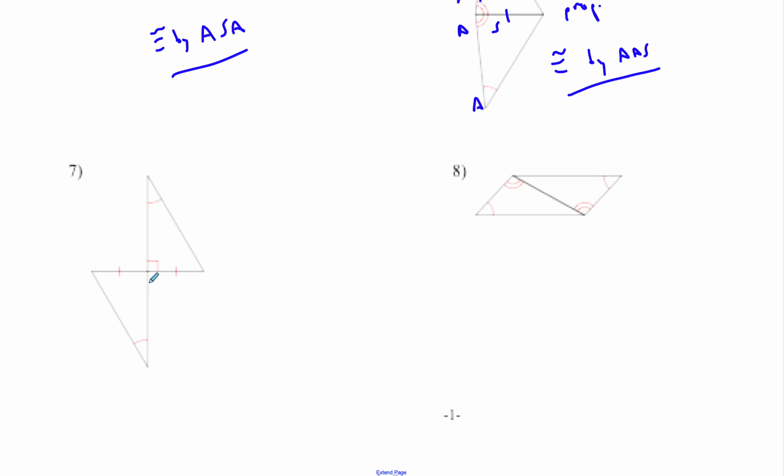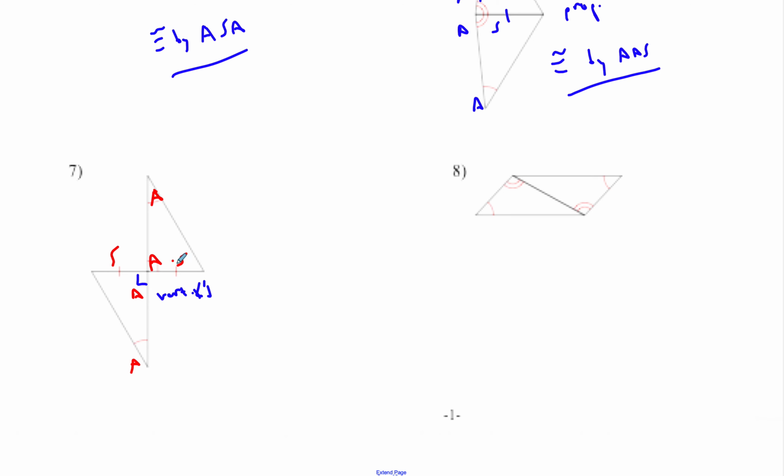Look at this. Vertical angles. This is a right angle, that's a right angle. These are vertical angles. So what have we got? Well, we got an angle, we got another angle. We got an angle, we got another angle. Then we have a side. Are they in the same configuration?